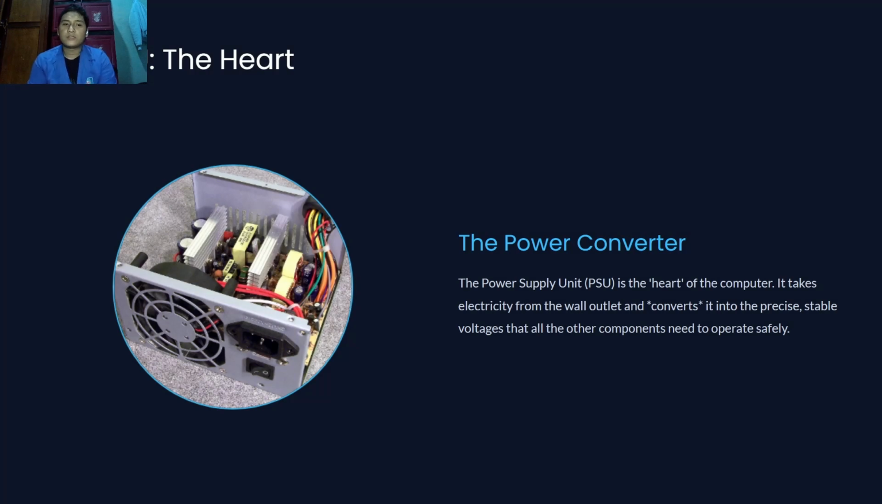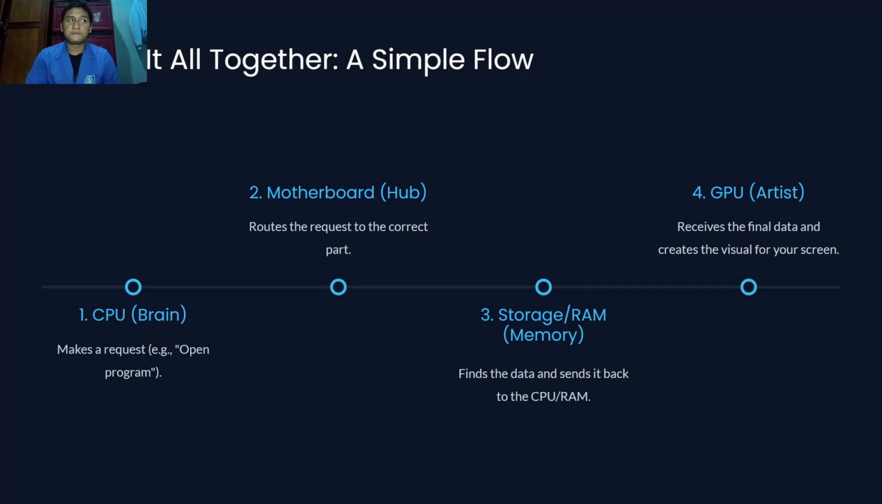The next one is the power supply, or the PSU, which basically takes electricity from the wall outlet and converts it into the precise, stable voltage that all the other components need to operate safely.